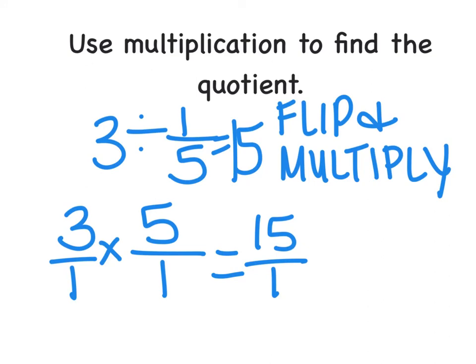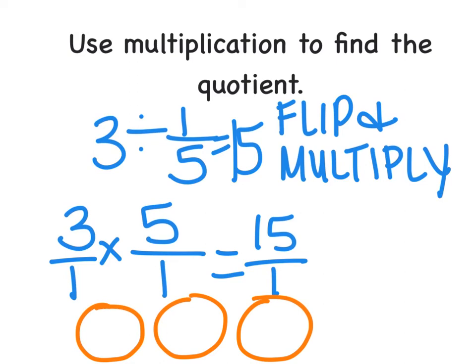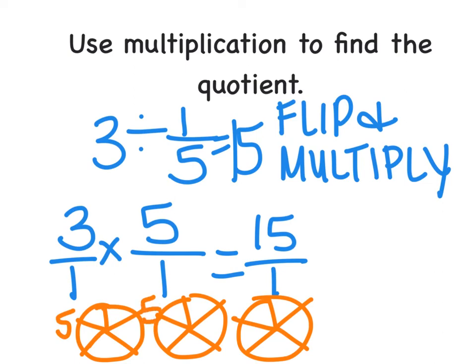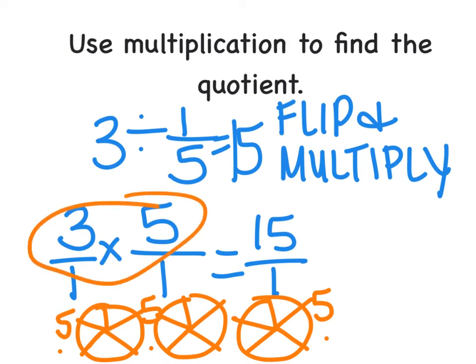It seems a little crazy that we would get something so big, but again, think about it. I'm taking 3 and I'm splitting it into tiny pieces. So if I had 3 wholes and I split each of them into fifths, the reason we're multiplying by 5 instead of dividing by 5 is because in this first circle I get 5 pieces, here I get 5 pieces, and here I get 5 pieces. So for each circle, or let's think about it like a pizza, I get 5 fifths. So 5 plus 5 plus 5, or like we did, 3 times 5.